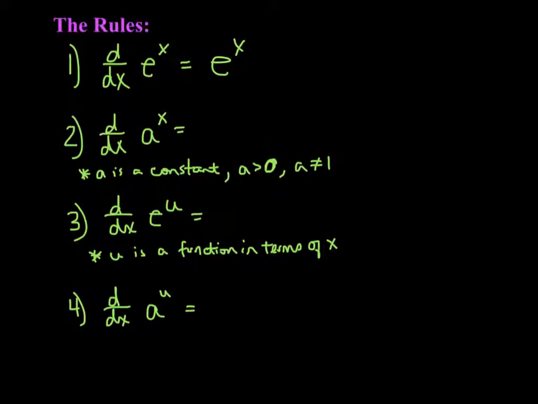Because if a is 1, well, 1 to anything is 1, okay? And so we take the derivative where a is a constant other than 1 and is a positive number. So when we do that, what is the rule for that?